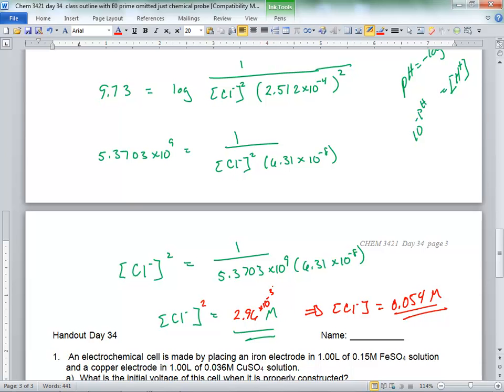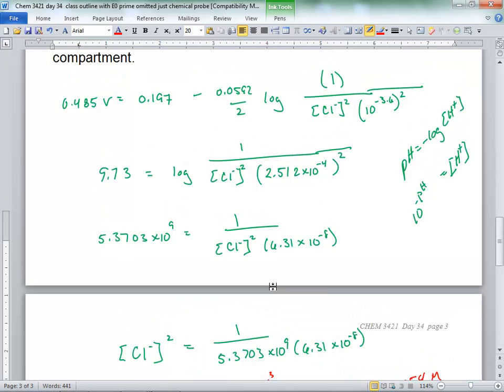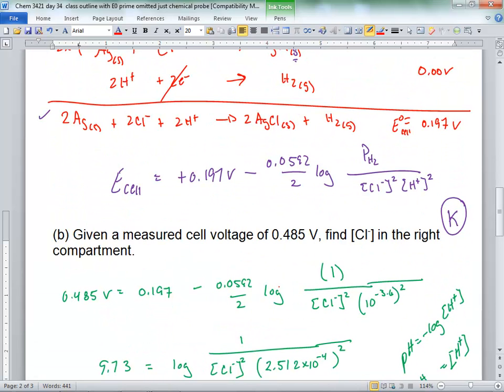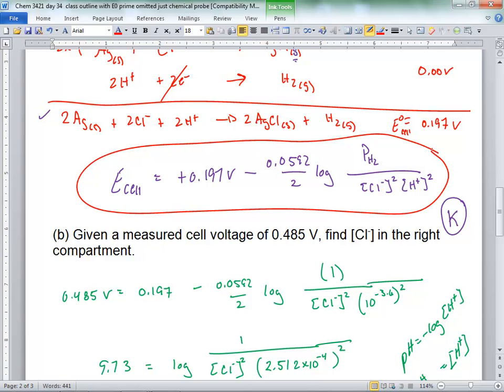So it looks ugly, but to me it's just be comfortable with manipulating these. And your life is easier if you just get all this stuff over to one side, right? Because then you raise both sides to the 10 power. You just raise that one number to the 10 power. The log disappears, and you're left with what's inside the logarithm. Okay?